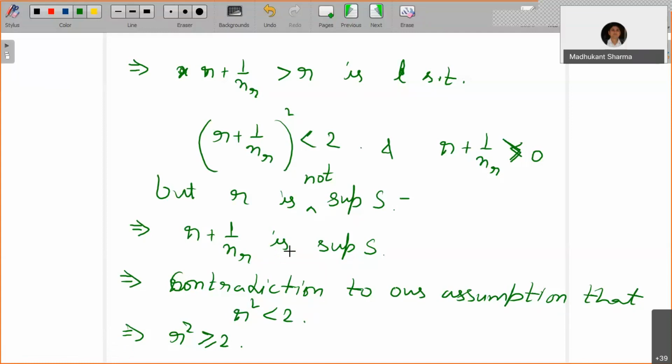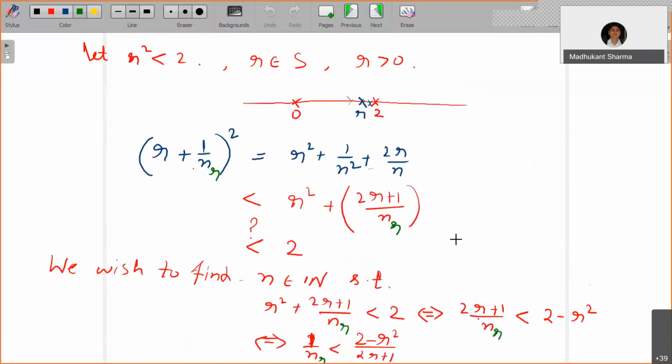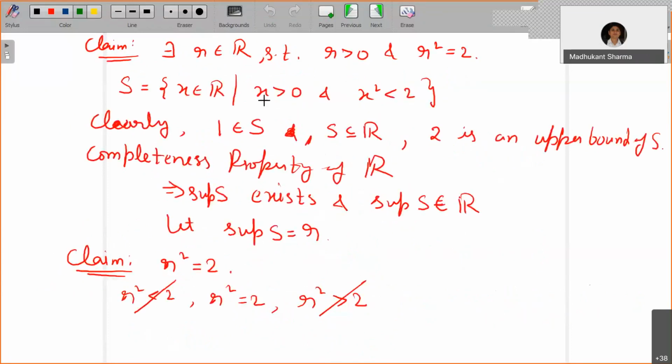If R is itself an upper bound, then R plus something would also be an upper bound, but not the supremum. Correct. But the problem here is because of the structure of the set S. S contains all the elements x greater than 0 such that x square is less than 2. Whenever you are able to find an x such that x square is less than 2 and x is greater than 0, it's inside S.